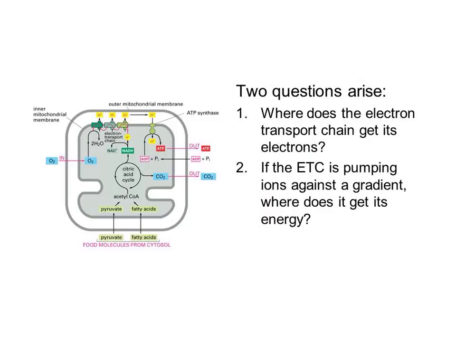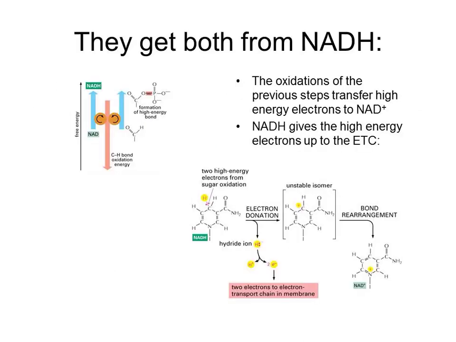So two important questions arise when we discuss stage 3. Where does the electron transport chain get its electrons? And if the electron transport is pumping ions against a gradient, where does it get its energy? The answer to both is NADH. The important material that NADH is transporting are the electrons. The electrons provide the high energy for pumping mechanisms that allow for the hydrogen ion concentration gradient to ultimately be produced. And NADH obviously is responsible for delivering these electrons so that electron transport can occur.